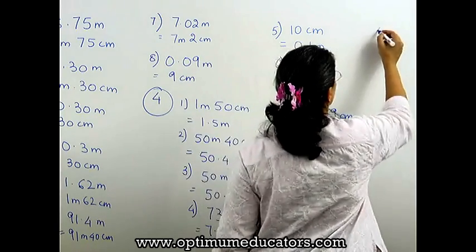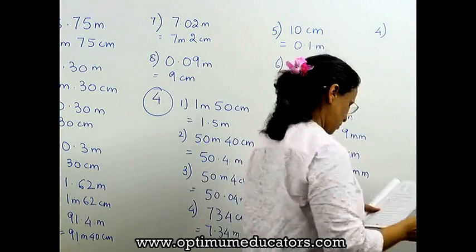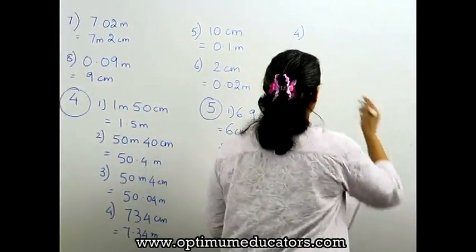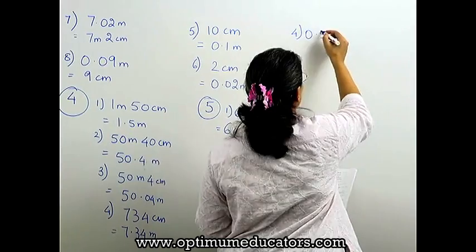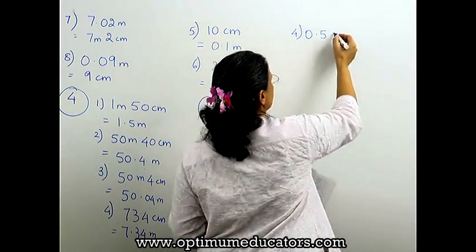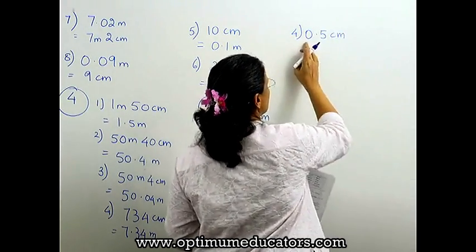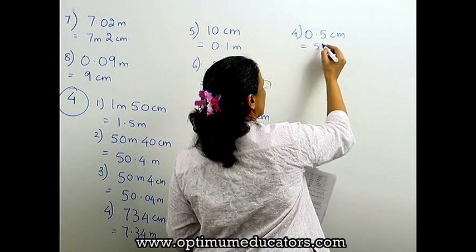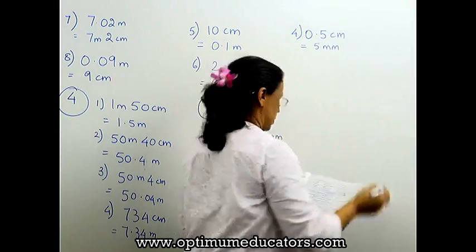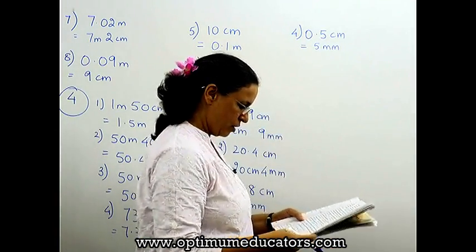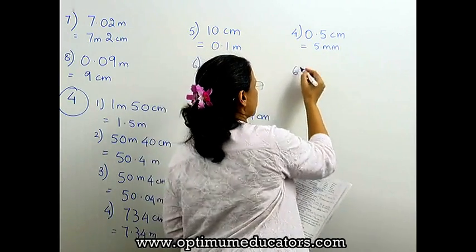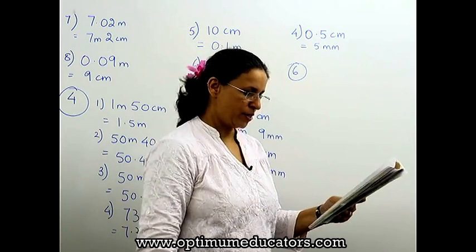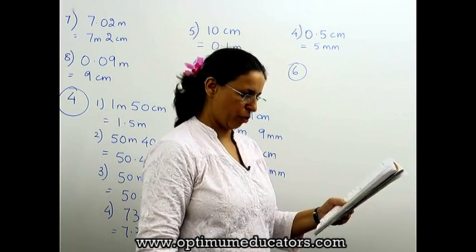The fourth sum in this, 0.5 centimeters. So here also you can see the centimeters are none and 5 millimeters. Have you got all these 4 right? We go on to the sixth sum. We have some more in this. Write how many centimeters in decimal form.